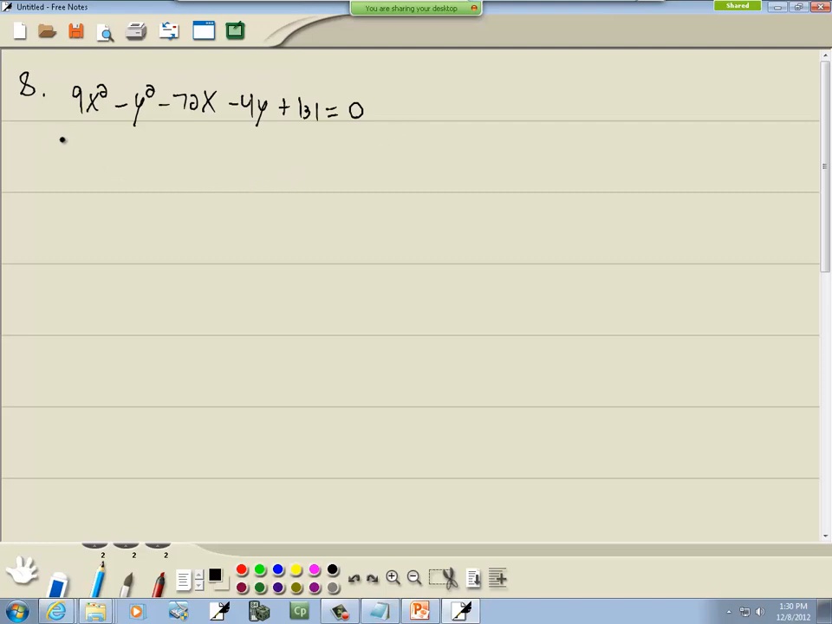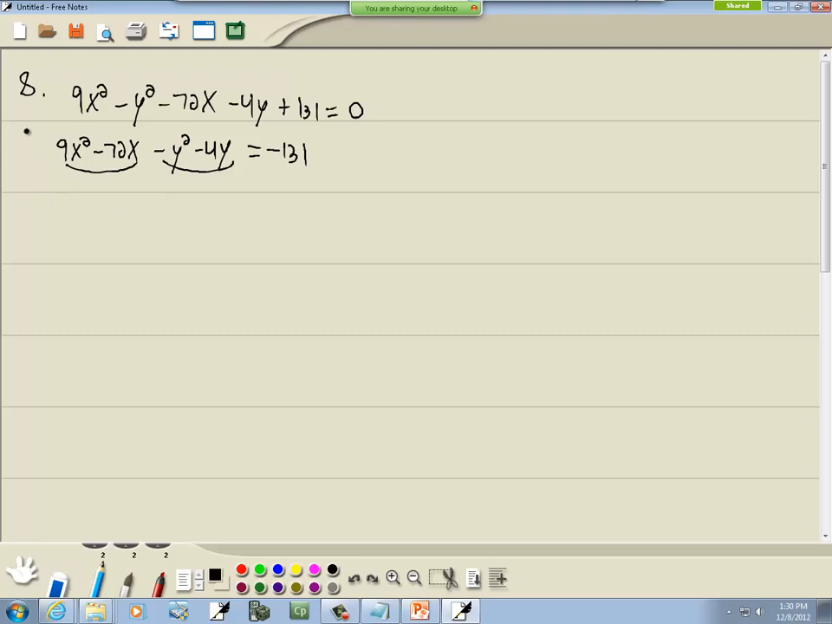Remember our steps. First step was to group the x's together. So I got 9x squared minus 72x. Group the y's together, so minus y squared minus 4y. And again, the minus should be between them like that. And take the number of the constant term to the right side. So take the 131 over.